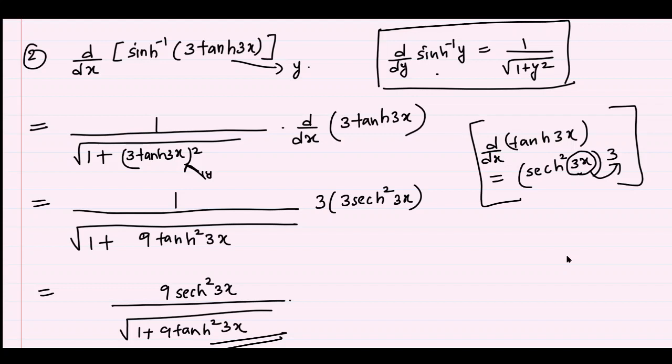So while doing differentiation, whenever there is a composite function, you have to multiply by its derivative. And if you are doing integration, you have to divide by its derivative. Okay, so that is the difference between them. Here we are doing differentiation, so you have to multiply by its derivative. But if you are doing integration, you have to do division.